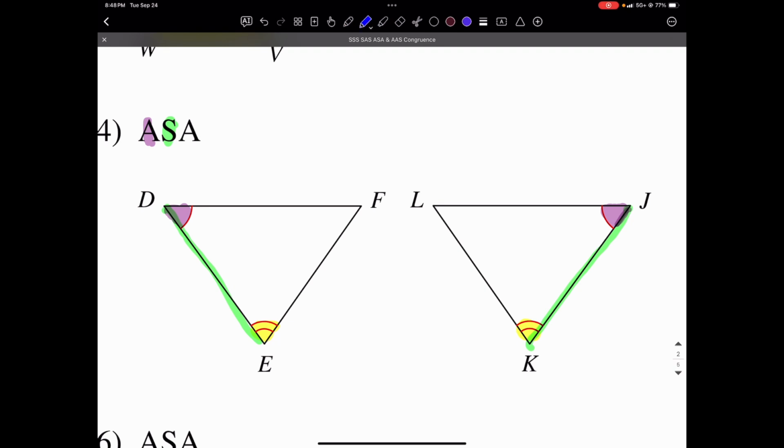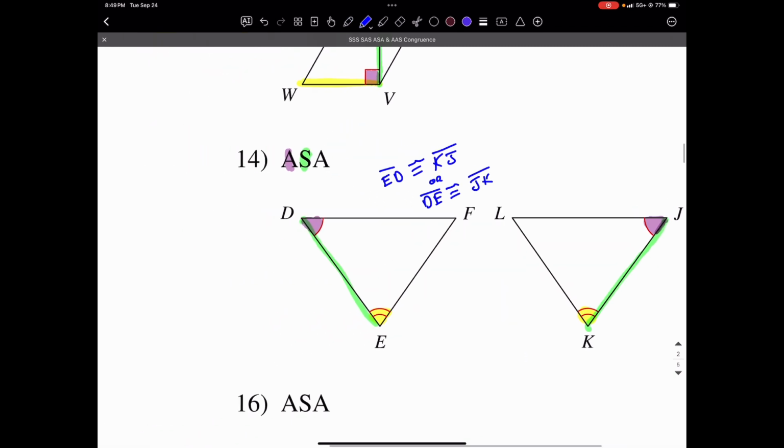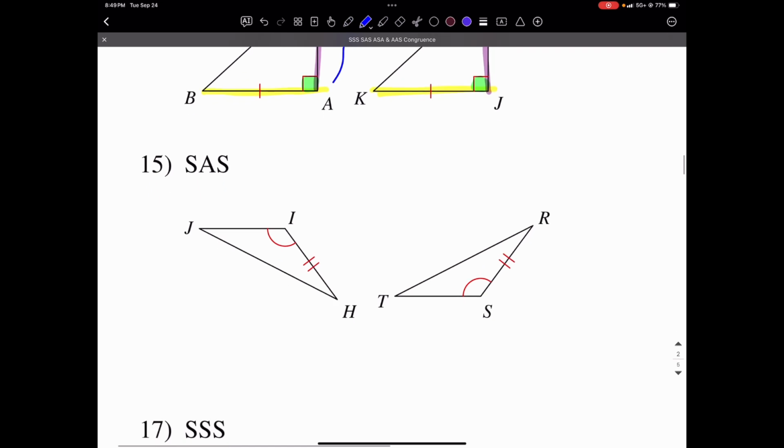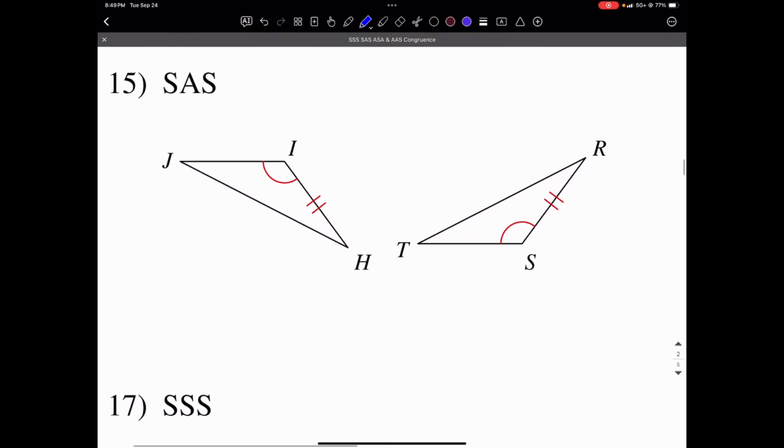Well, we would say line segment ED is congruent, and notice we're going from two lines to one, to line segment KJ. Or we could say DE is congruent to line segment JK. Okay. Just a few more left. Bear with me. Number 15, side, angle, side.